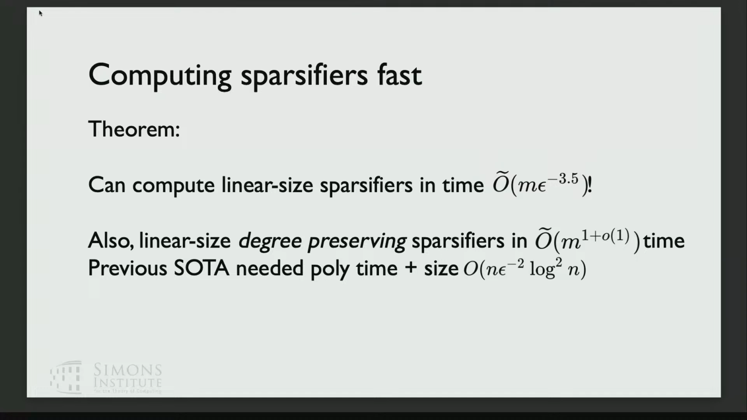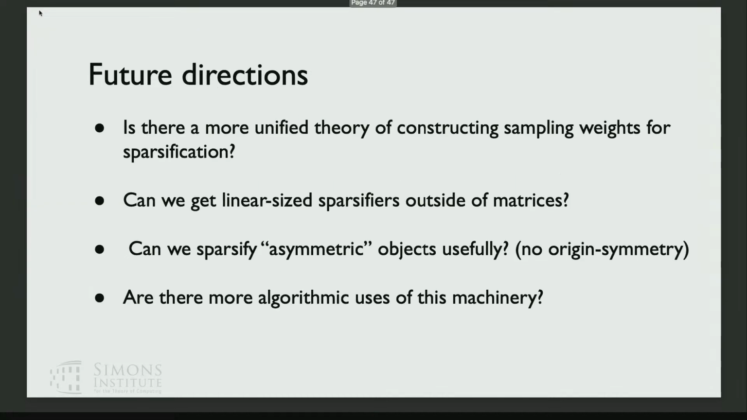And also, more interestingly to me, you can show that this whole approach tolerates linear subspace constraints. So in particular, you get linear size degree-preserving sparsifiers, a stepping stone along the line to directed sparsifiers for directed graphs in almost linear time. And this is very nice because the previous state of the art required some polynomial time and didn't even get n over epsilon squared size.